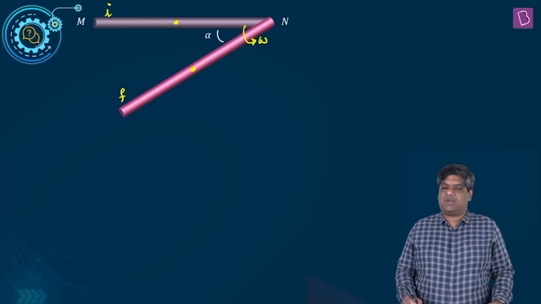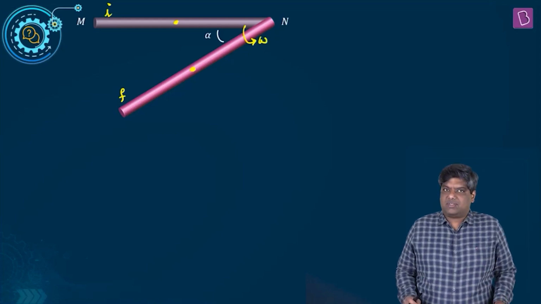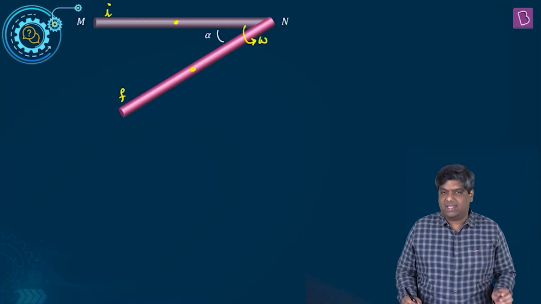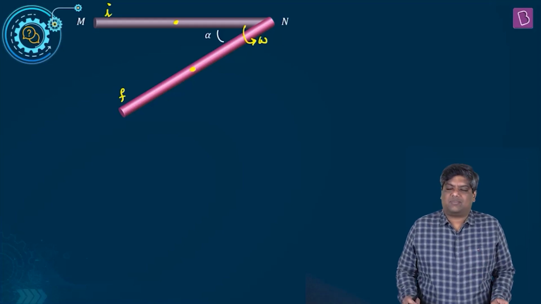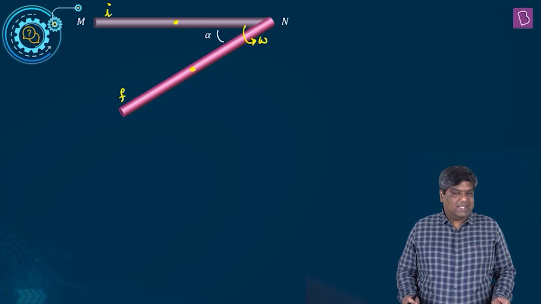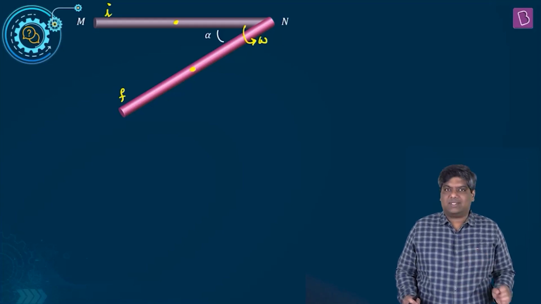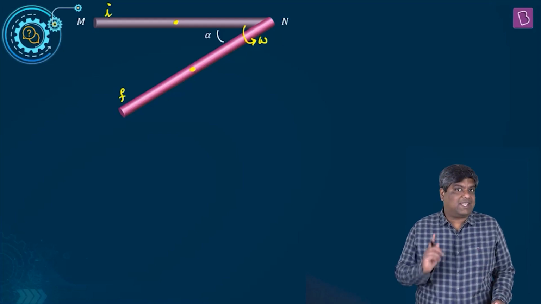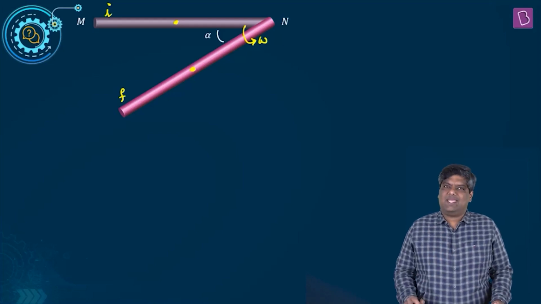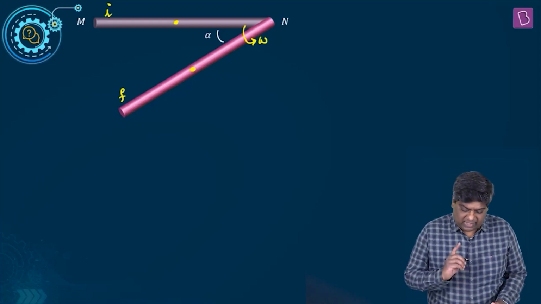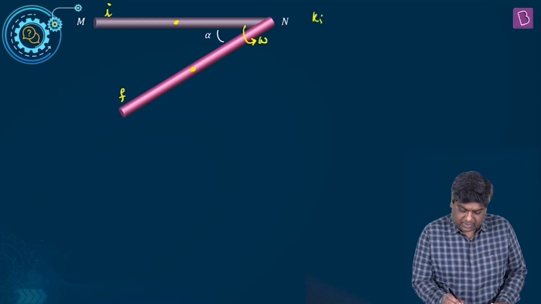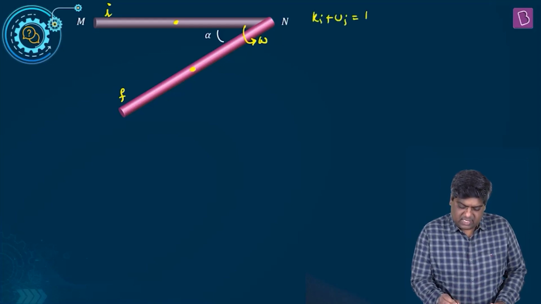So at this position, if I call omega the angular velocity of the rod about an axis passing through the fixed end N, then half I omega squared will be the kinetic energy of the rod. What is I? The moment of inertia of the rod about the axis passing through N, which is an end point of the rod, and it will be ml squared by 3. Got it? So now we can write Ki plus Ui is equal to Kf plus Uf.